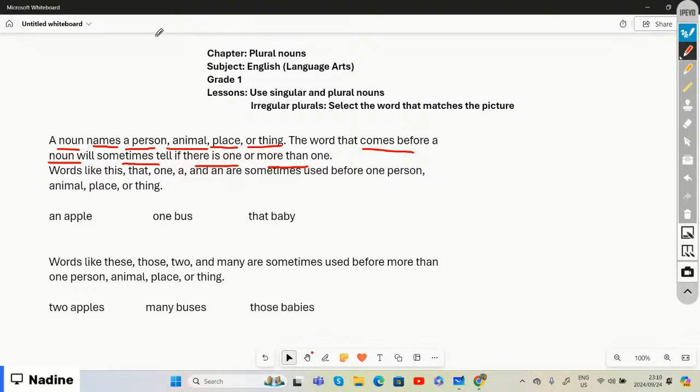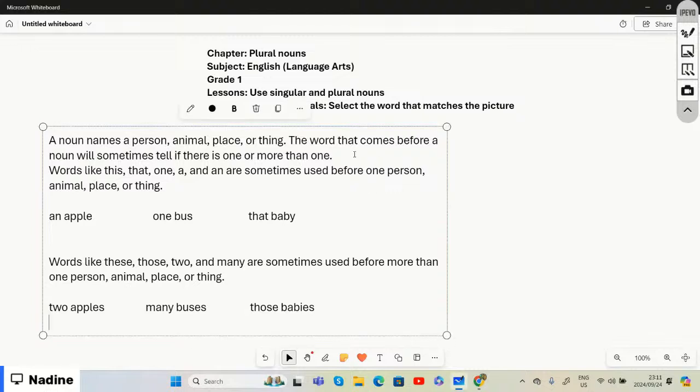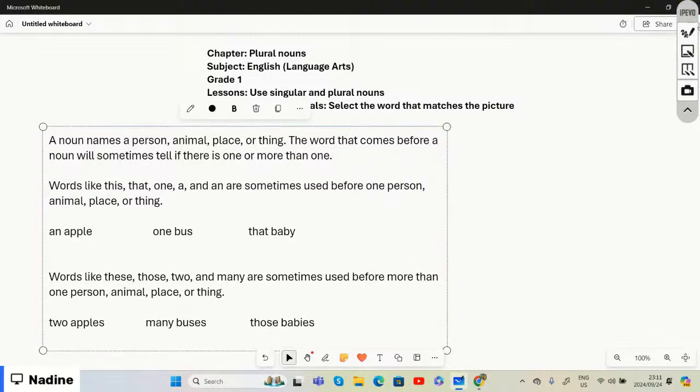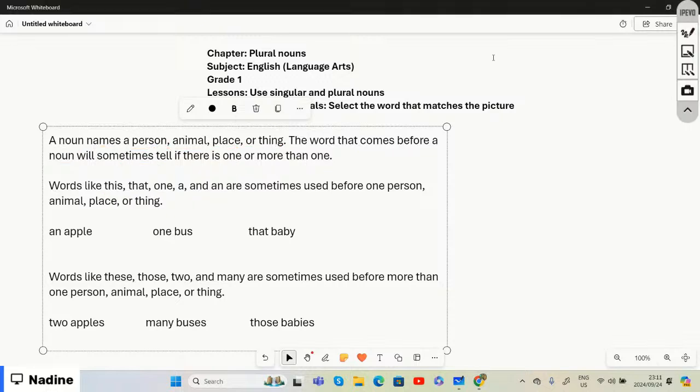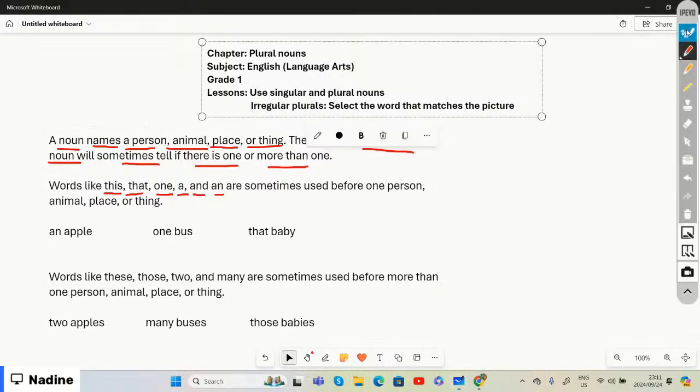All right. So if we look at words like this, that, one, a, these are words that are sometimes used before one person, one animal, one place, or one thing. Because now it means that we are making mention of one person, one animal, one place, or one thing, and we call that singular nouns.